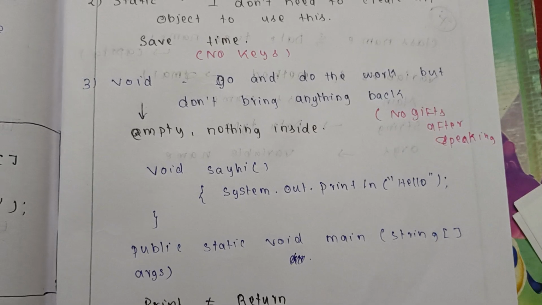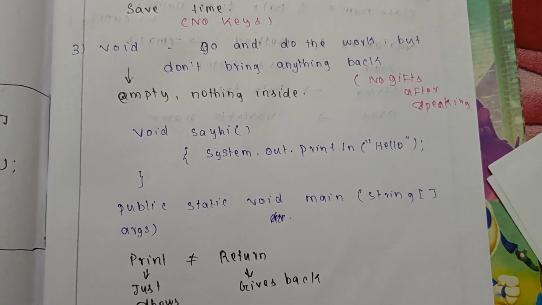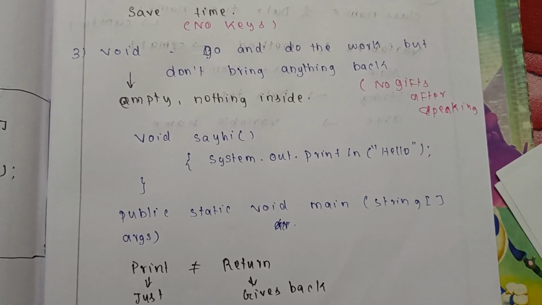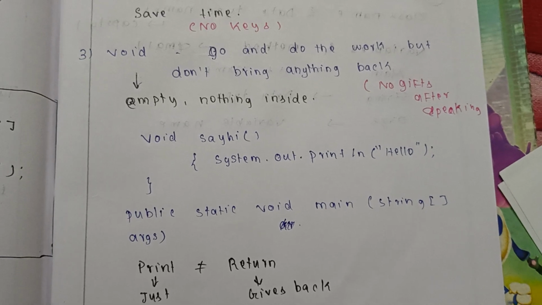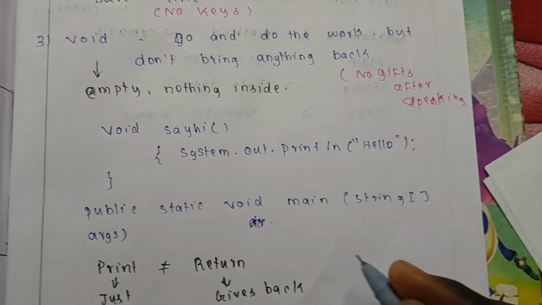Okay, the next thing is void. It is one of the most confusing ones. I will explain it in a very simple way. Before going into why, do you know what is meant by return? Return.